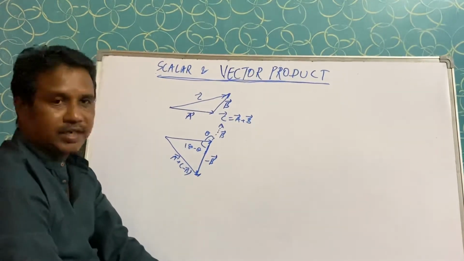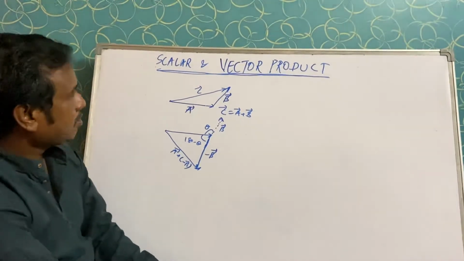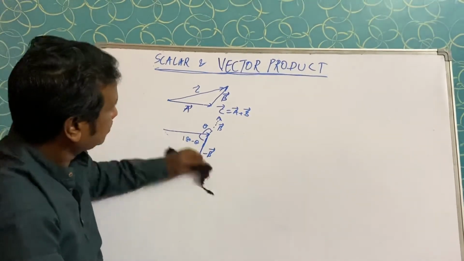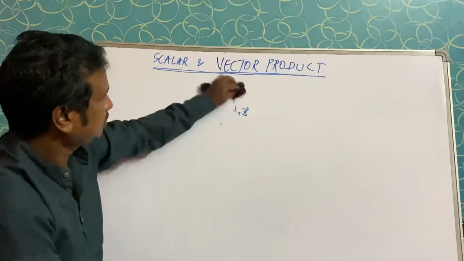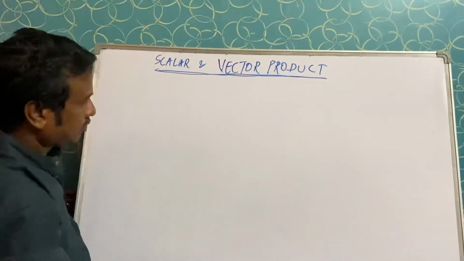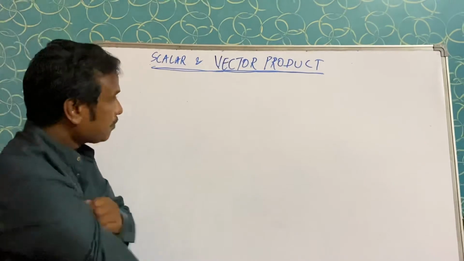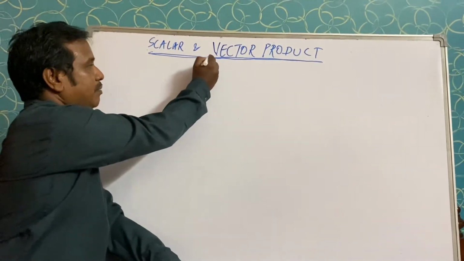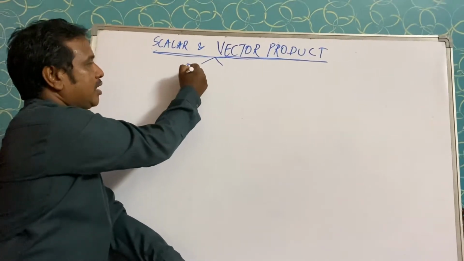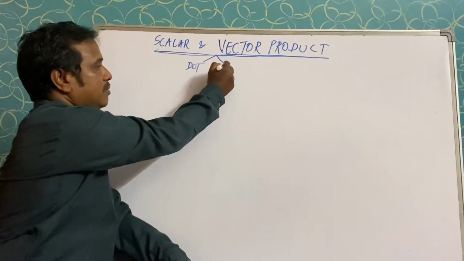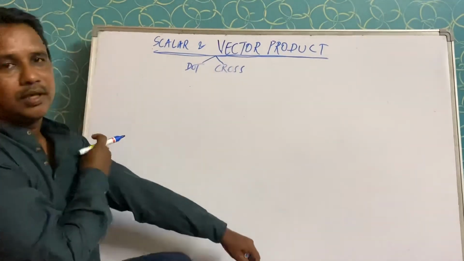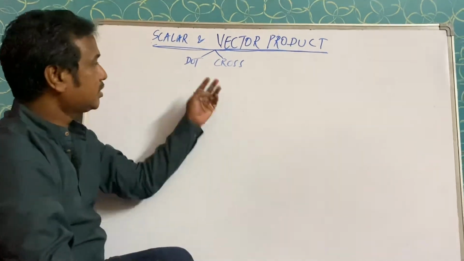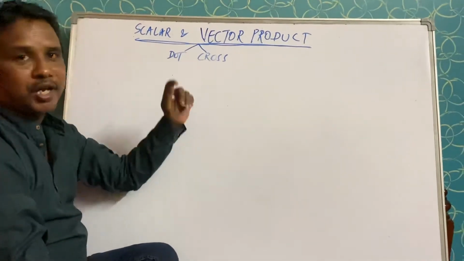In this way, we can add two vectors diagrammatically and subtract two vectors graphically. Now we go to our topic called product of vectors. Product means multiplication only. There are two types of products: one is dot product and the other is cross product.